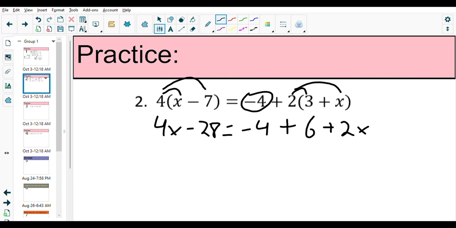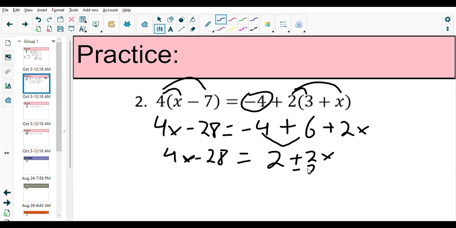Now let's combine some like terms here. We've got these two on the right hand side. Negative 4 and 6 give me positive 2, so we end up with 2 plus 2x. And over here we have 4x minus 28. Now we're going to start to move things around. We have 2x's on both sides of the equation, so I'm going to subtract 2x to get rid of that. That gives me 0 over here. Subtract 2x, and our like terms are now together there. That gives us 2x minus 28 equals 2.